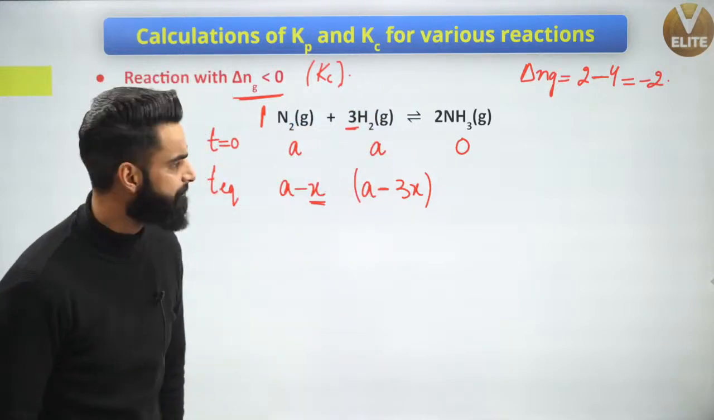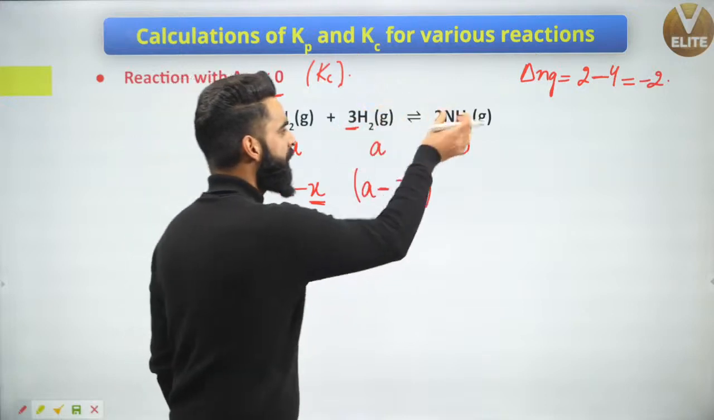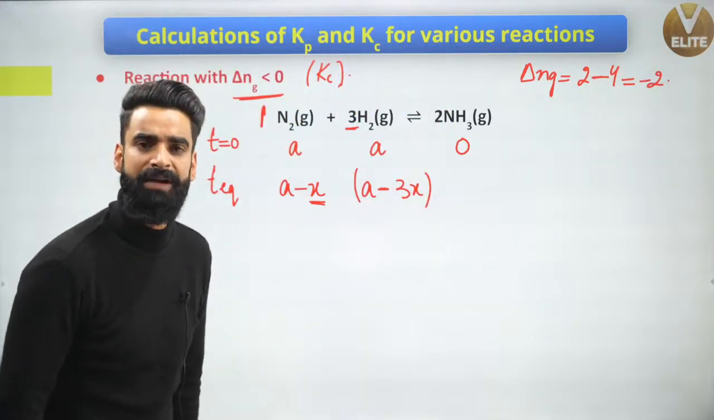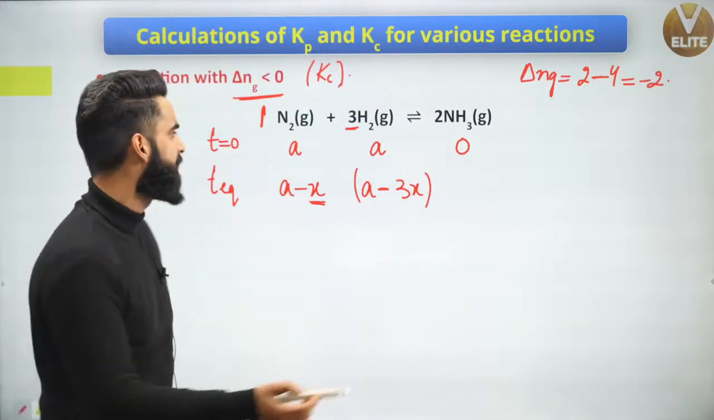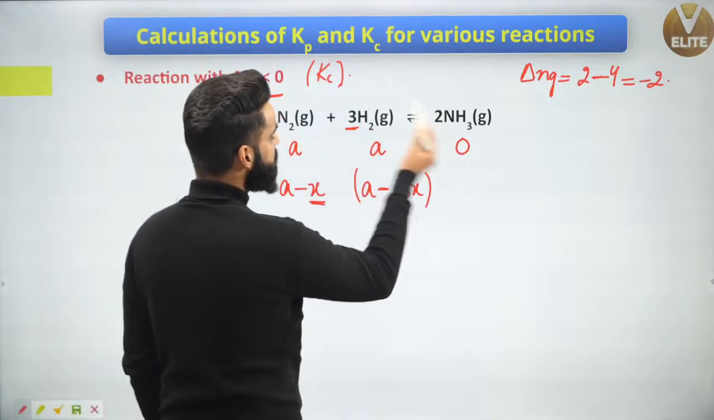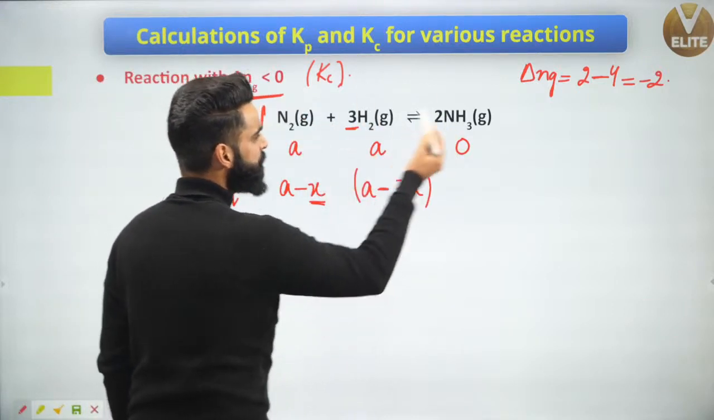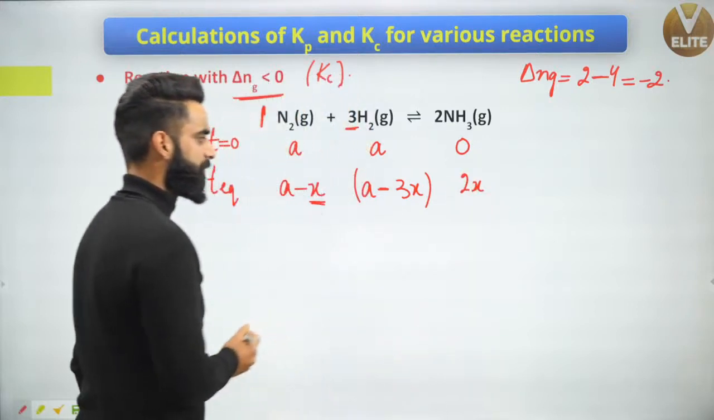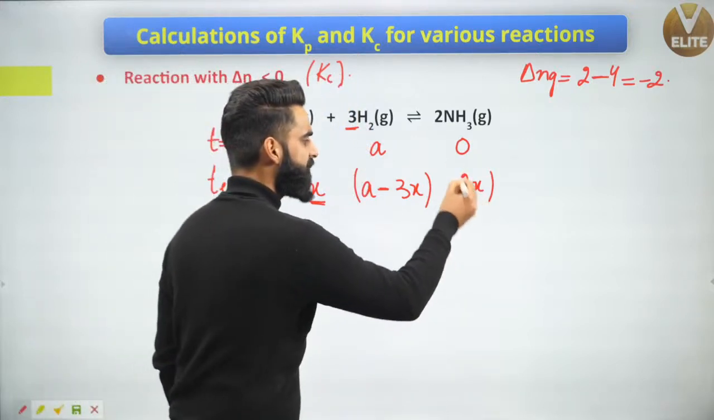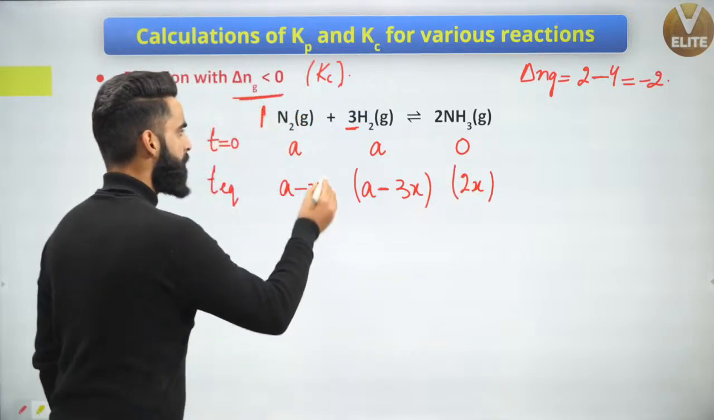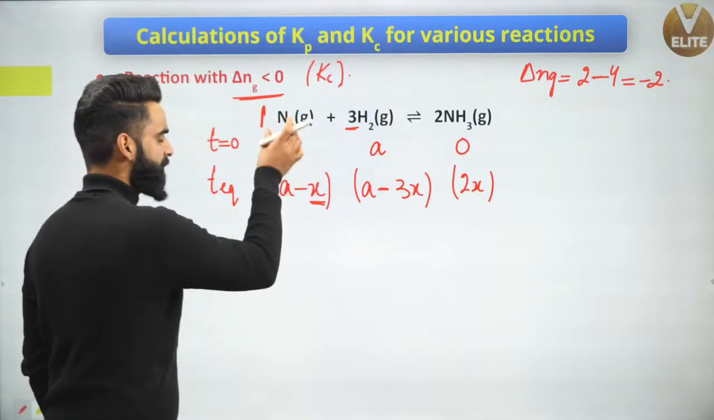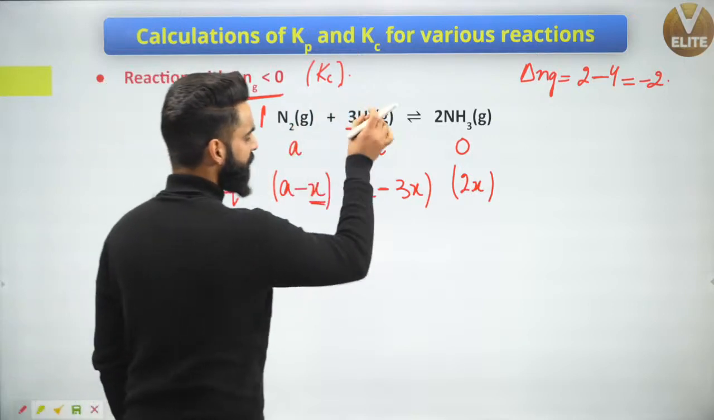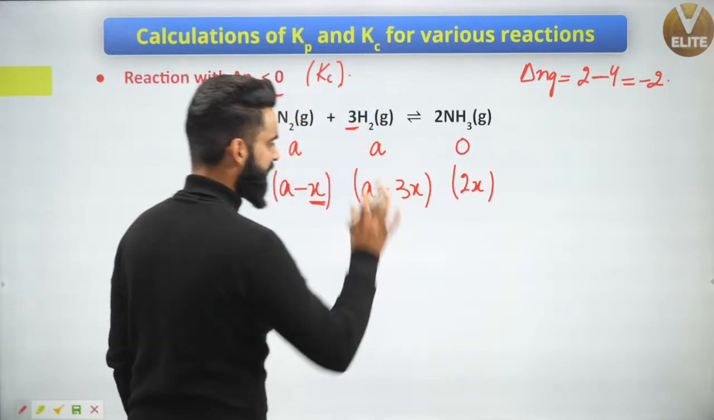Very simple, right? Now, how many moles of NH3 would have got formed at equilibrium? Very, very simple again. See guys, 1 mole gives 2 moles. So X moles should give me 2X moles of NH3 at equilibrium. Moles of NH3 at equilibrium are going to be 2X. Moles of N2 left at equilibrium are going to be A minus X. Moles of H2 left at equilibrium are going to be A minus 3X.